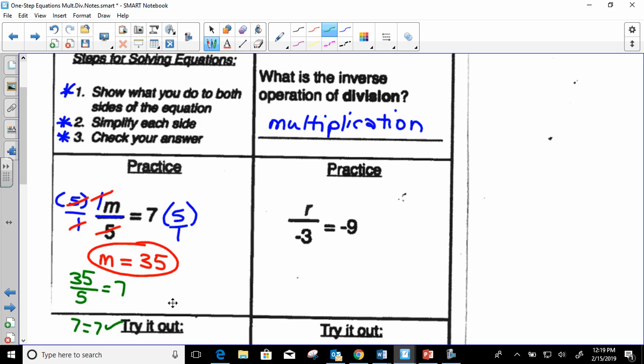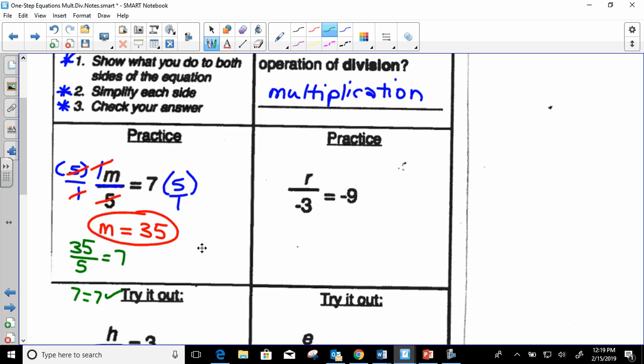All right, next problem. R divided by -3 equals -9. What we're going to do here is, the opposite of division is multiplication. You want to make sure that you are multiplying by the reciprocal, and make sure that this is a -3. You're going to multiply by a -3, not 3, but -3 on both sides. When you do that, again, this cancels out, and R equals a negative times a negative is a positive, so this would be positive 27.